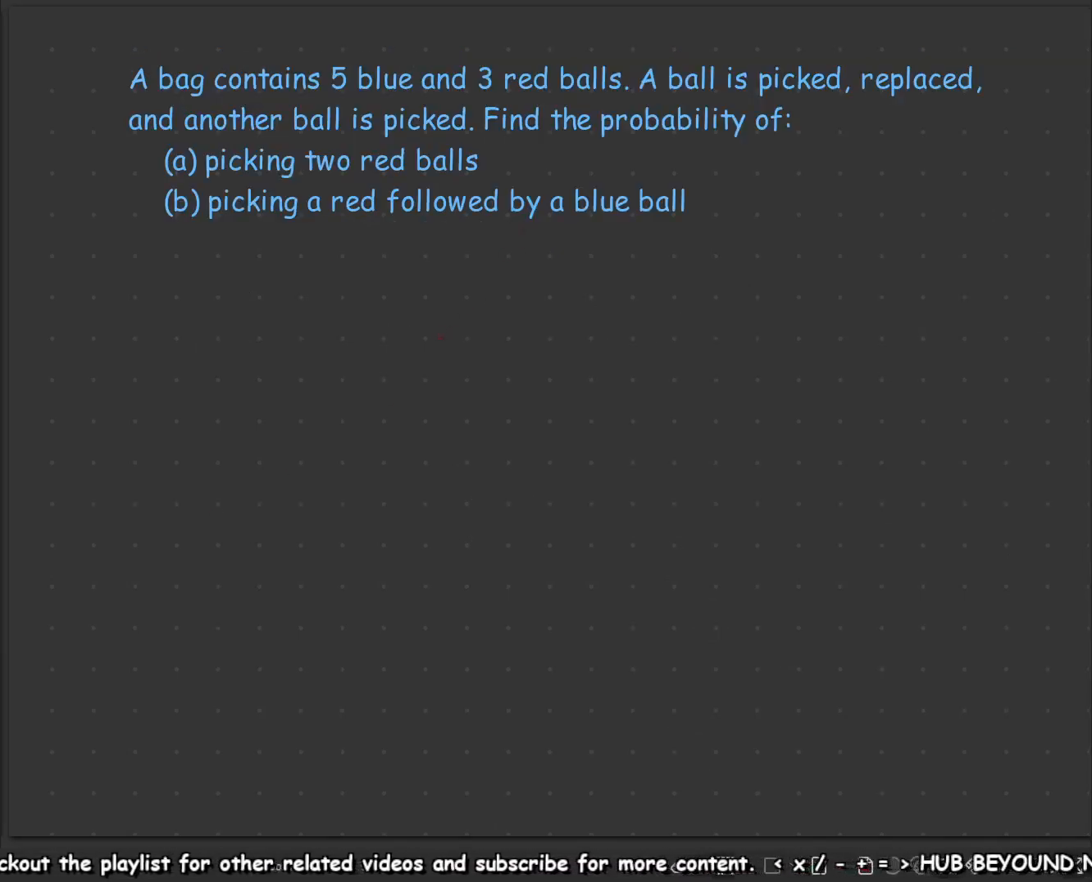So let's look into this question. It says a bag contains 5 blue and then 3 red balls. A ball is picked and then replaced, and another ball is picked. Now to find the probability of 1, picking 2 red balls, and then 2, picking a red followed by a blue, right? So let's quickly look at our solution.